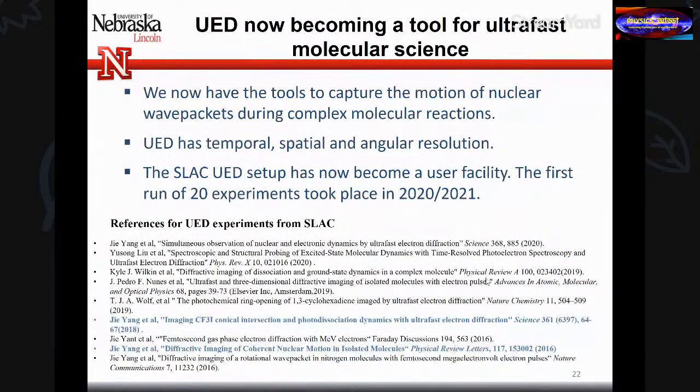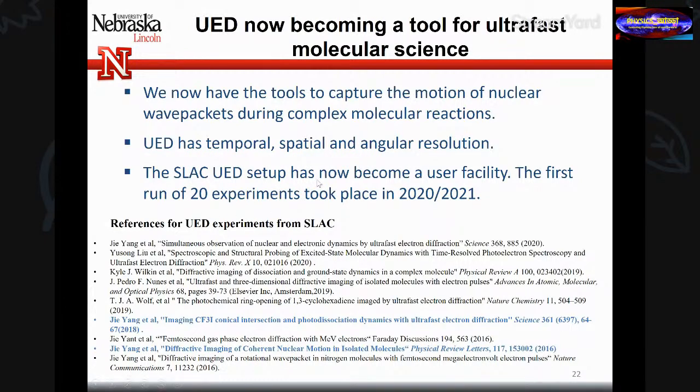So basically, we now know that we can look at these complex reactions, and we have a tool to look at this. The key advantages of this method are that we have temporal resolution, so we can see things in time on the femtosecond scale. We have spatial resolution, so we measure changes in bond lengths of less than 0.1 angstrom. And we have angular resolution, meaning that we can extract information from the directionality of the different bond lengths after the excitation.